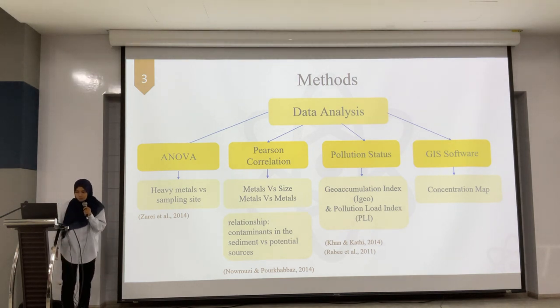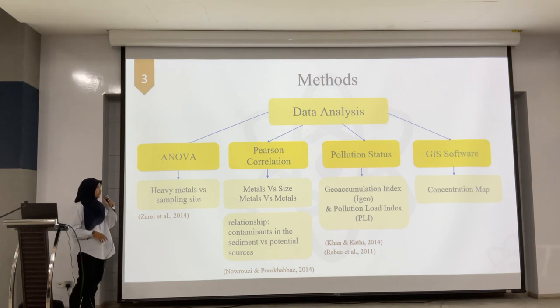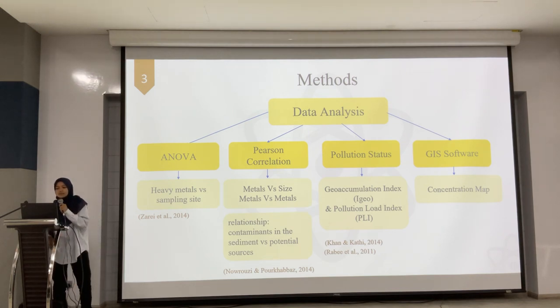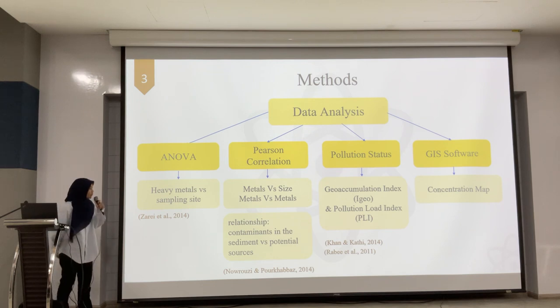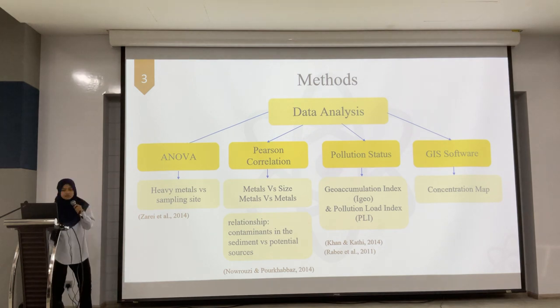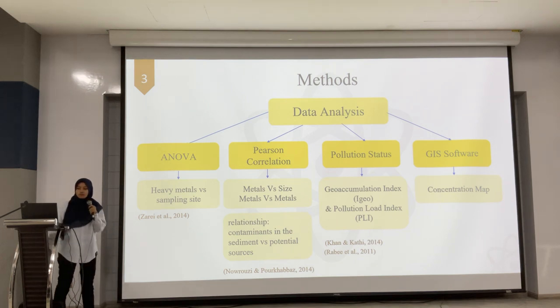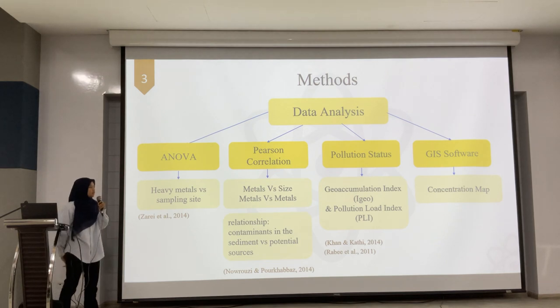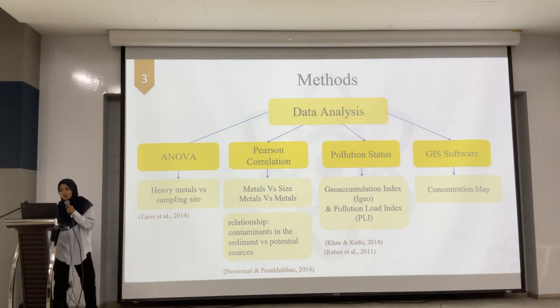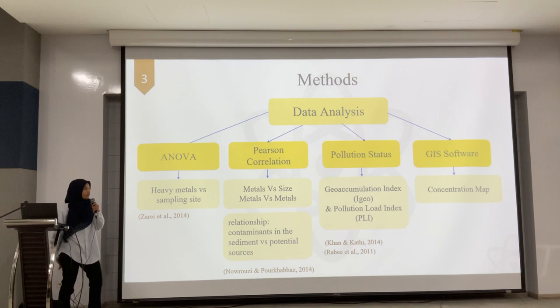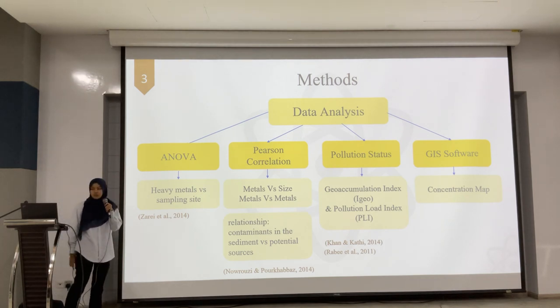For the ANOVA, I compare heavy metals between the sampling sites. For the Pearson correlation, I compare the metals with grain size and metal with metal. For the pollution status, I'm using the geoaccumulation index, Igeo, and pollution load index, PLI. For the GIS software, I'm using it for mapping the concentration of heavy metals.